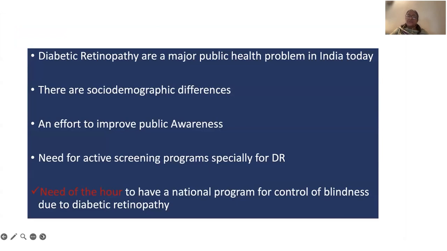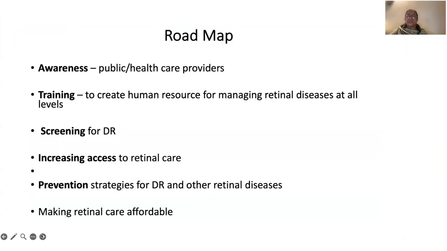However, the need of the hour is to surely have a national program for the control of blindness due to diabetic retinopathy. As far as a brief roadmap is concerned, we have to work on spreading more public awareness where the patient himself starts demanding that I need a retinal examination being a diabetic. Training at all levels, all sectors of the medical service providers have to be trained for a basic retinal examination. An opportunistic screening for DR has to be done, whether it's a physician clinic, pathology labs, chemists, or district hospitals or primary healthcare services.